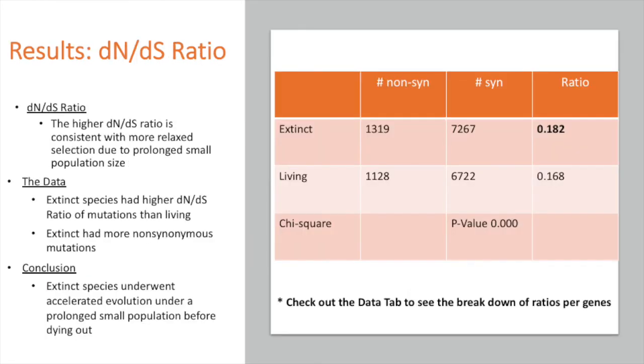The results, dN over dS ratio. The higher dN over dS ratio is consistent with the more relaxed selection due to prolonged small population size. The data on the right shows extinct species had a higher dN over dS ratio of mutations than the living. Extinct also had more non-synonymous mutations. We can conclude that extinct species underwent accelerated evolution under a prolonged small population before dying out.